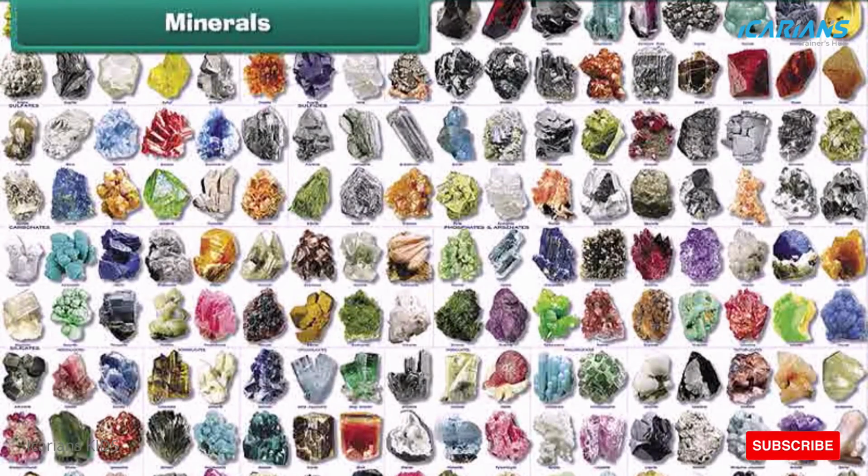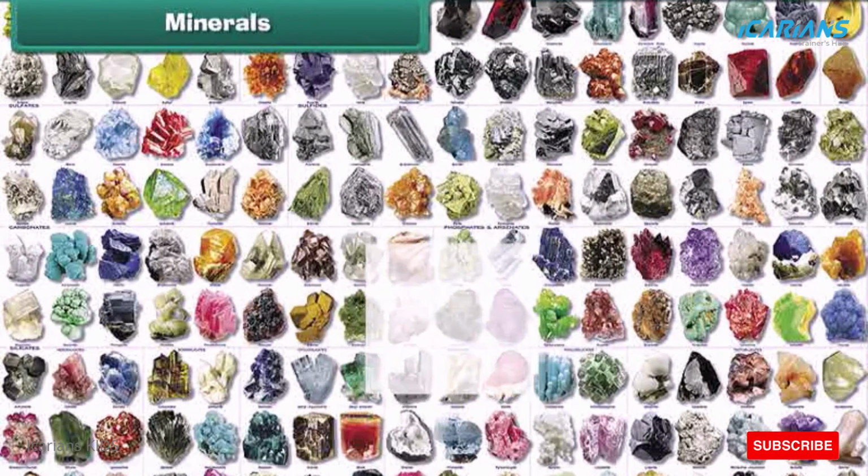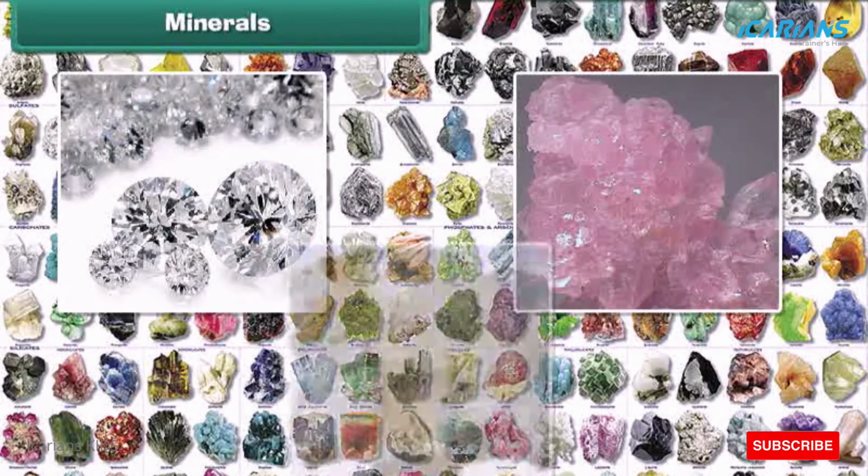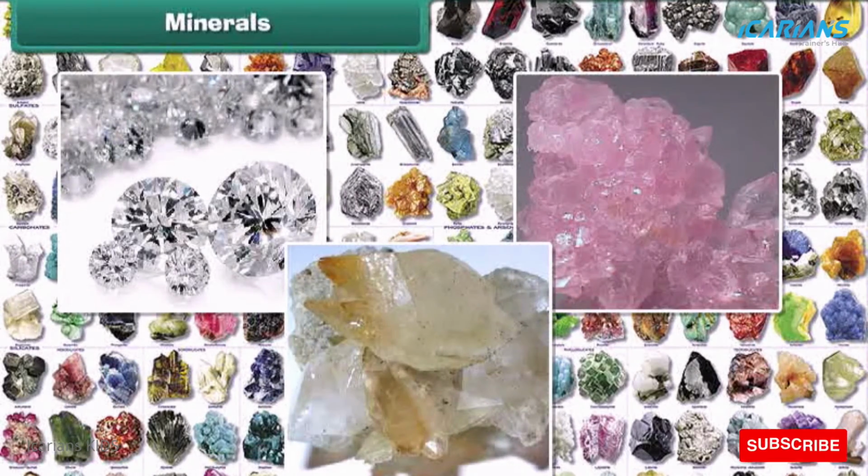There are about 3,000 different minerals in the world, among which diamond is the hardest mineral. Quartz and calcite are two common examples of minerals.